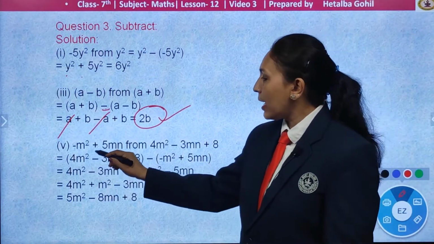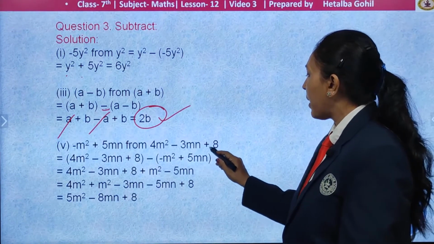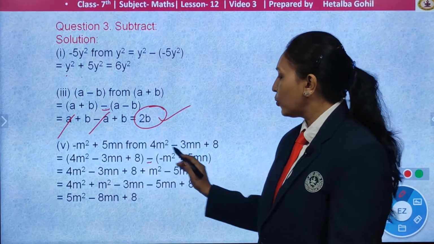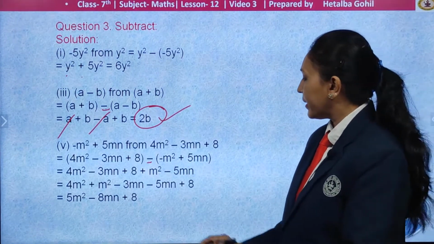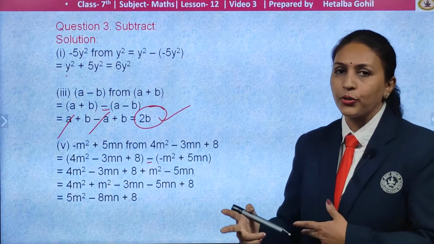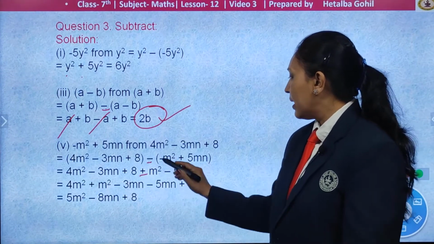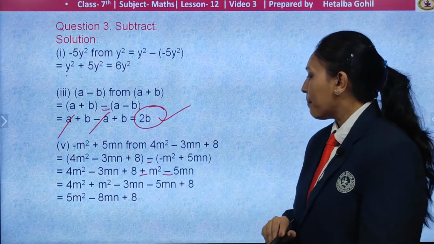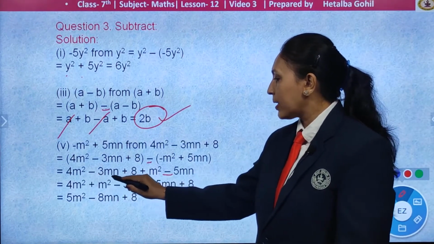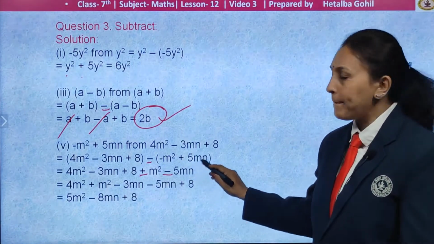Next, minus m square plus 5mn from 4m square minus 3mn plus 8. You can see children, I have already put the minus sign and the two terms we have operated here. As there is minus sign outside the bracket, the sign inside the bracket is going to be opposite. So, here you can see minus minus becomes plus, again minus plus becomes here minus. Now, finally we have 4m square minus 3mn plus 8 plus m square minus 5mn.